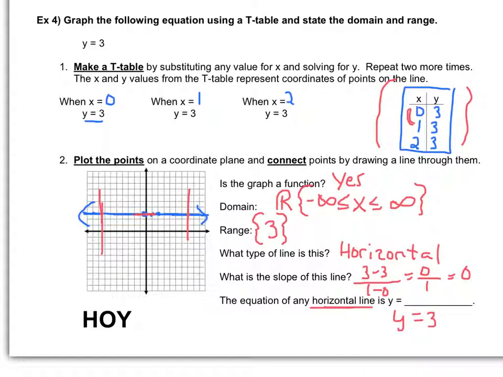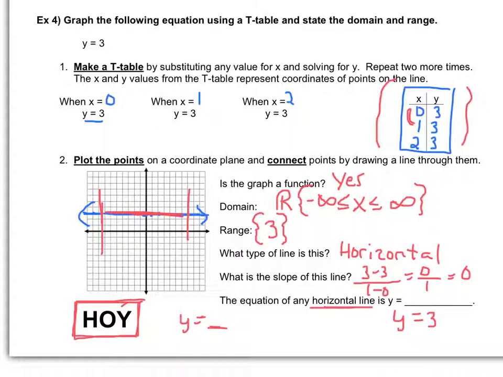One way you can remember these special lines is HOI. So you can write down HOI, and I will tell you what each letter stands for. H stands for horizontal, so any horizontal line. The O in the middle stands for 0, a 0 slope, and the Y means that it is a Y line, which means it's y equals whatever number it crosses on the coordinate plane.